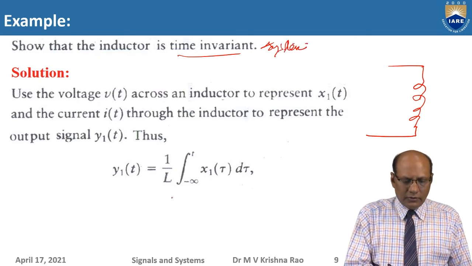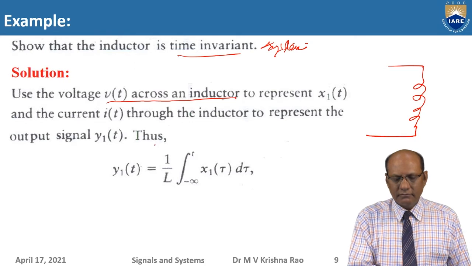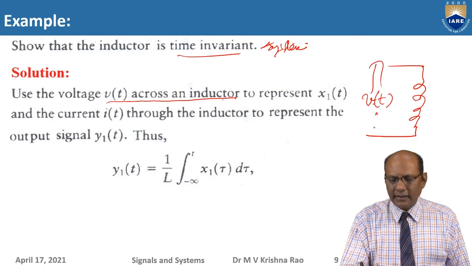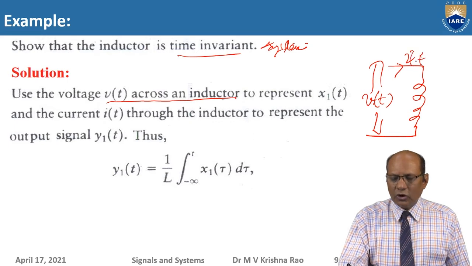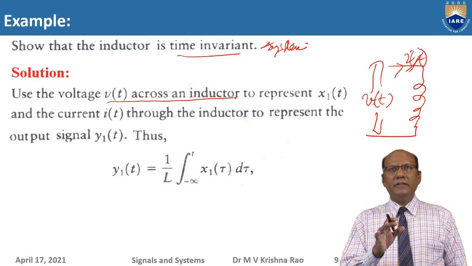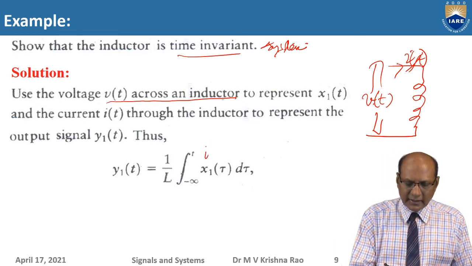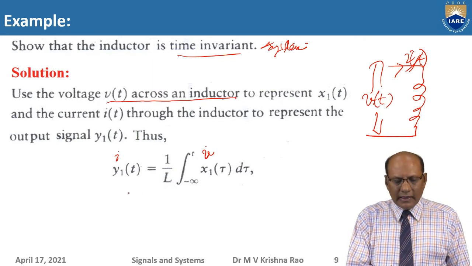Okay, so same thing, v(t) across the inductor. What is v(t)? Voltage across the inductor, and current applied over the voltage. So output is the current here. Input is the voltage, output is the current. So here I can write it as V here, and I can write it as I here. Now they are related in this way.